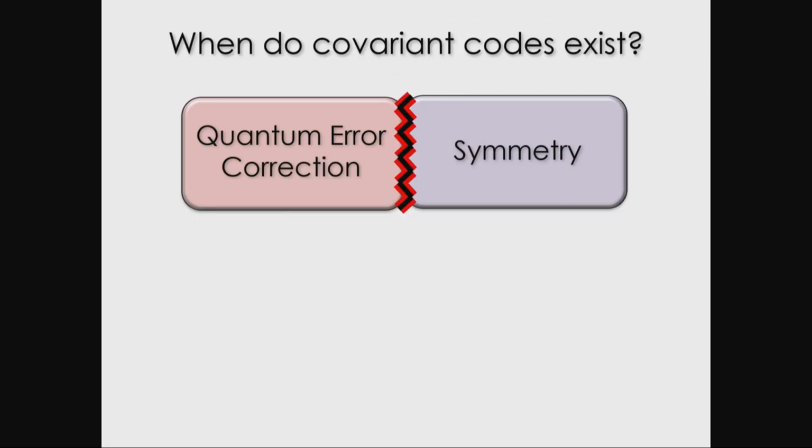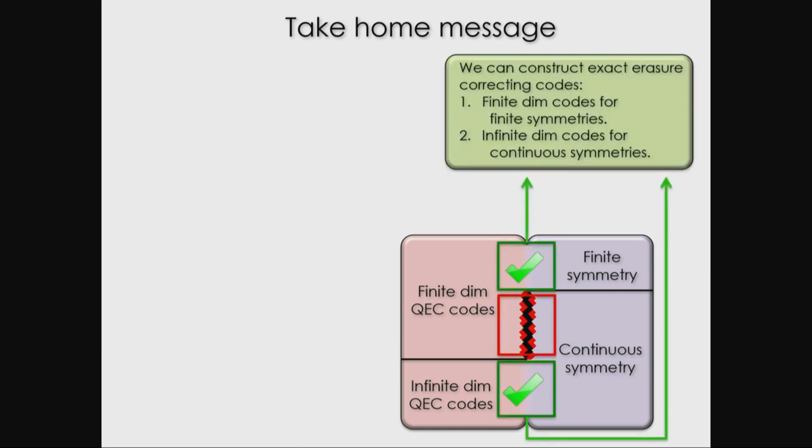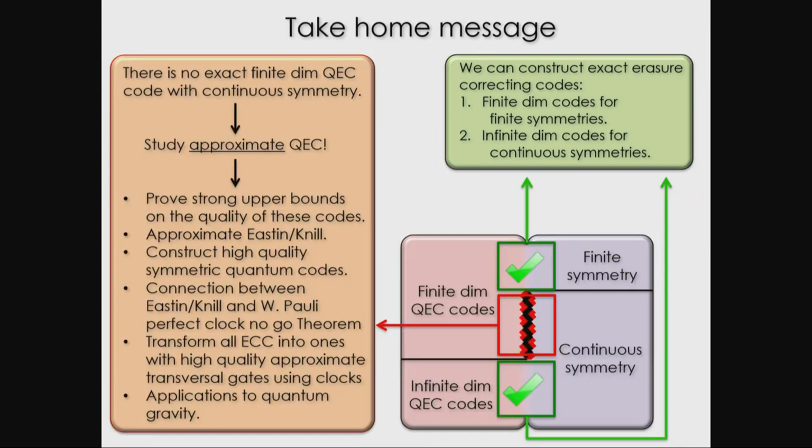So let me start. So first, when do covariant codes exist? We're going to study this question in multiple scenarios: when you have a finite symmetry, or you have a continuous symmetry, or you have a finite dimensional encoded space and an infinite dimensional encoded space. And you can see that if you have finite symmetry and finite Hilbert space, or continuous symmetry and infinite Hilbert space, you can basically construct codes which are covariant, which means that there is no conflict between quantum error correction and symmetry in these regimes. But Eastin-Knill theorem tells us that when you have continuous symmetry and finite dimensional encoded space, then there is a conflict. You cannot have perfect codes.